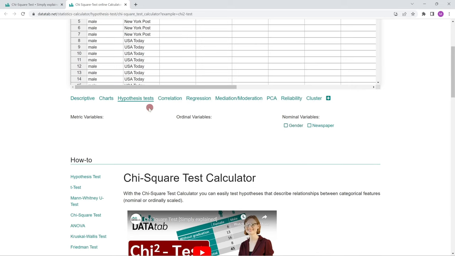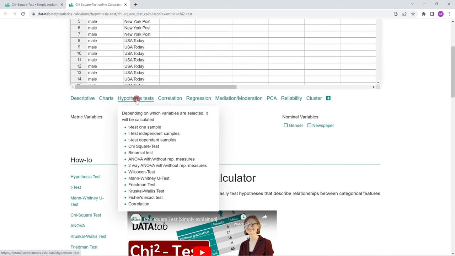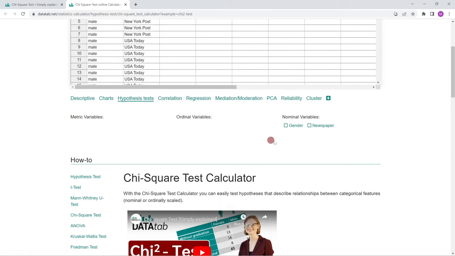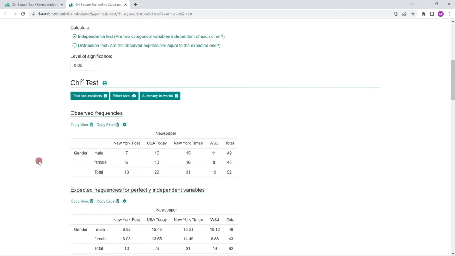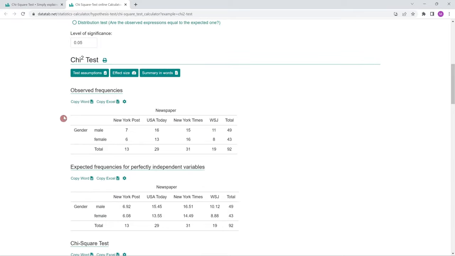Then the variables gender and newspaper appear here below. Now we click on hypothesis test. Here you will find a variety of tests and DATAtab will help you to choose the right one. For example, if we click on gender and newspaper, the chi-square test will be automatically calculated.